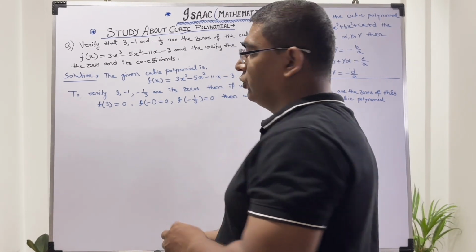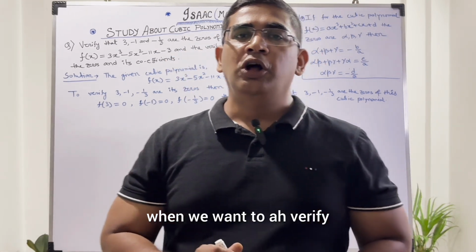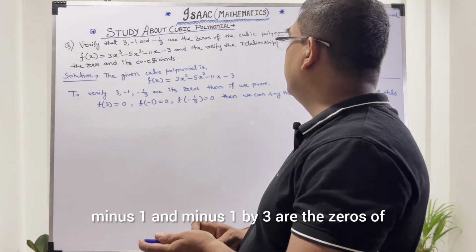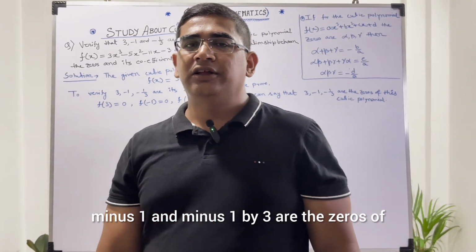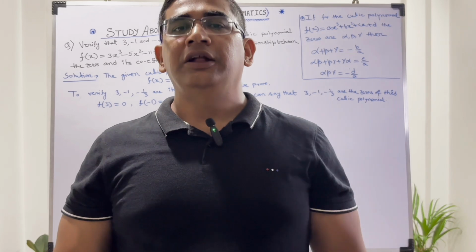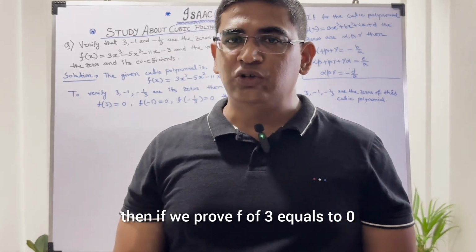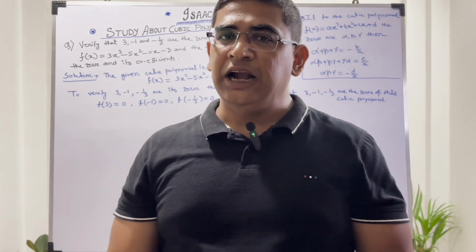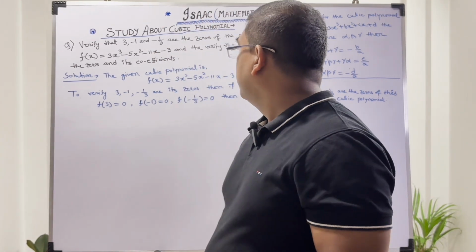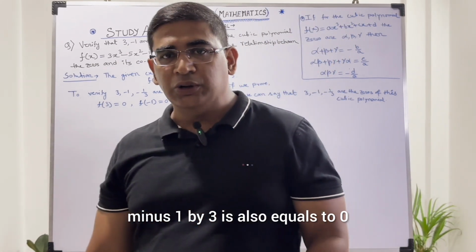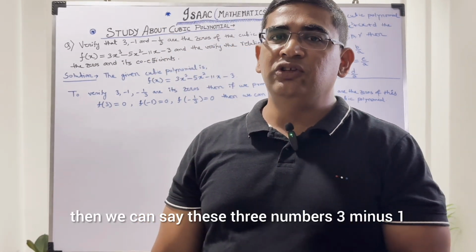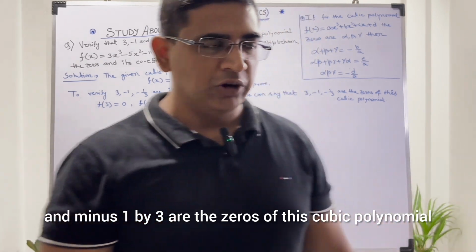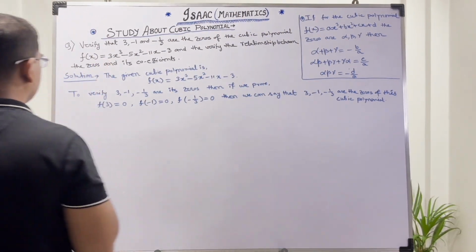So first of all, when we want to verify that the three numbers 3, minus 1 and minus 1 by 3 are the zeros of this cubic polynomial, if we prove f of 3 equals 0, f of minus 1 equals 0 and f of minus 1 by 3 is also equal to 0, then we can say these three numbers are the zeros of this cubic polynomial.